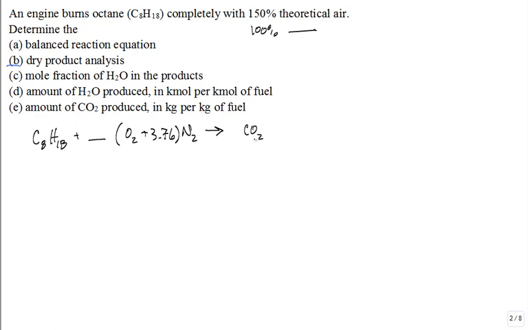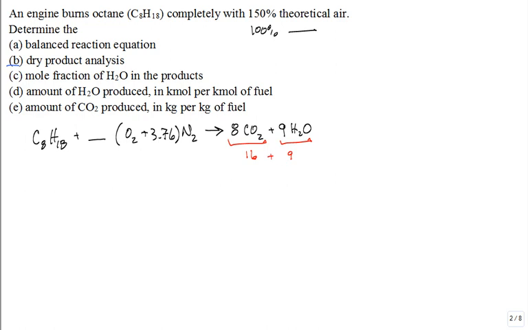I can balance that carbon right away. It's 8. And it goes to H2O. I could balance that hydrogen right away. It's 9. This is where I go slow. This is 16. This is 9. I add it together, it's 25.